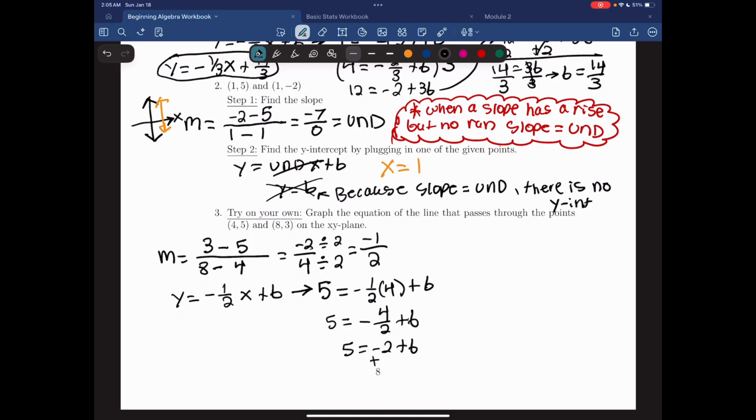To solve for b, I'm going to add 2 on both sides. So we get b equals 5 plus 2, which is 7. So our linear equation is going to be y equals negative 1/2 x plus 7. That's your final answer.